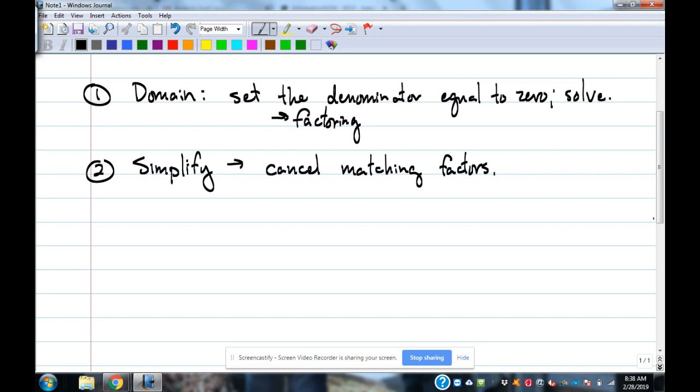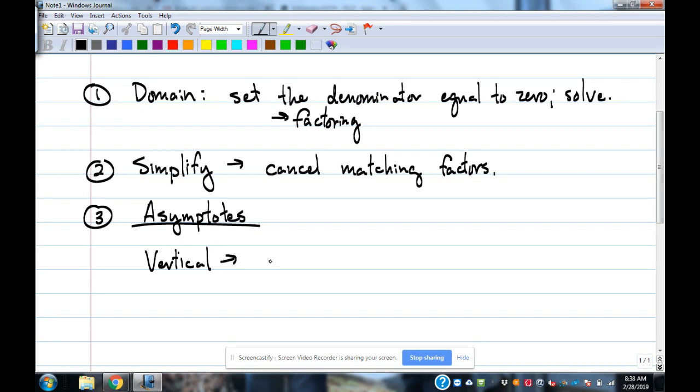Once you've got the fraction in simplest form, the next thing is to look for these things called asymptotes. Asymptotes are these imaginary boundaries that shape the graph. You can have vertical asymptotes, you can have horizontal asymptotes, or what we call oblique asymptotes, which are slanted. And there are certain rules for finding those things. The easiest ones to find are the vertical asymptotes, so we always start with those.